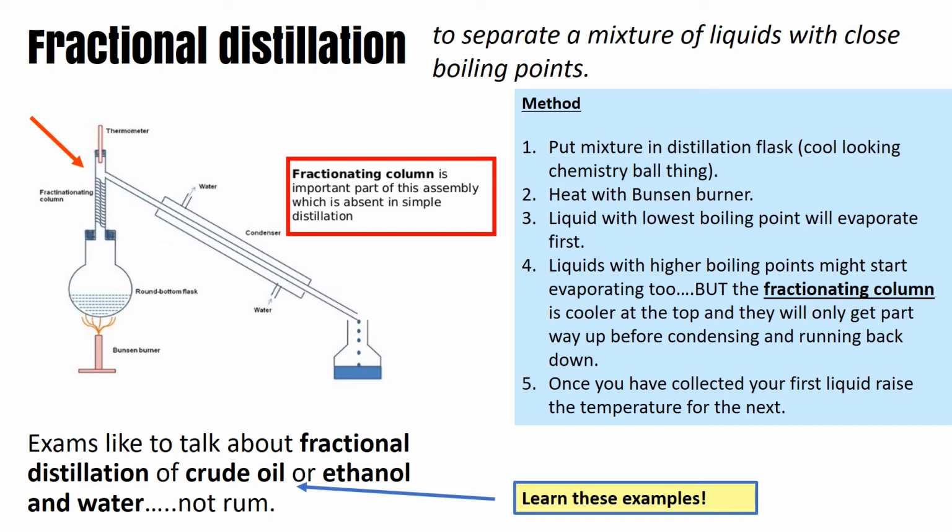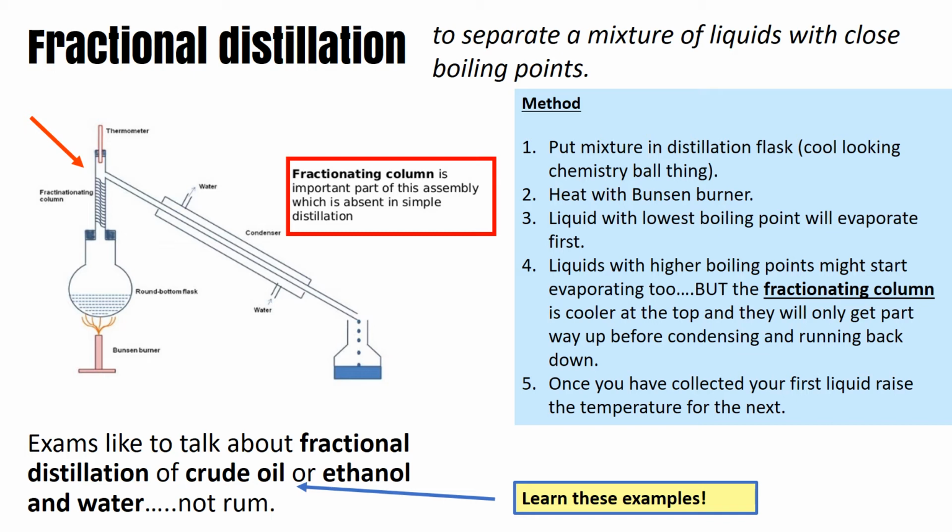Similarly, for the simple distillation that we've just been doing, 99% likely it's going to be seawater, salt water, that is going to be your example. So if they ask for an example of simple distillation, you say salt and water, salt water. If they ask you an example of fractional distillation, you can either say crude oil or ethanol and water. Don't say rum or vodka or gin, ethanol and water.